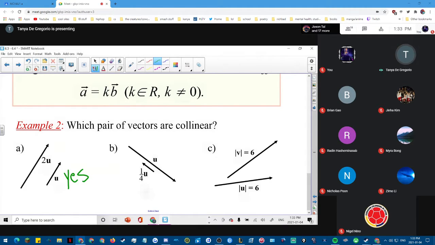Here, we can see that k is negative. We're multiplying by a negative value, and I can see that because the arrows are pointing in opposite directions. However, they are still parallel, and so yes, these are still collinear. And for C, very obviously, are these collinear? No, they're not parallel, so they're not collinear.